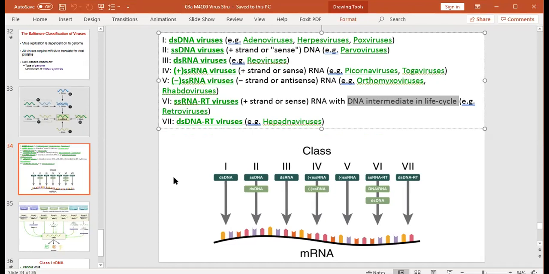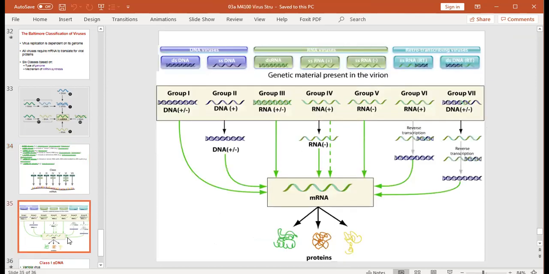And then there is also another more recently identified class of viruses called double-stranded RT viruses. These are viruses whose genome is double-stranded, but as part of their life cycle, they use reverse transcriptase enzyme. Example would be hepadnaviruses, those viruses that cause hepatitis, and we will discuss them in depth and detail later on.